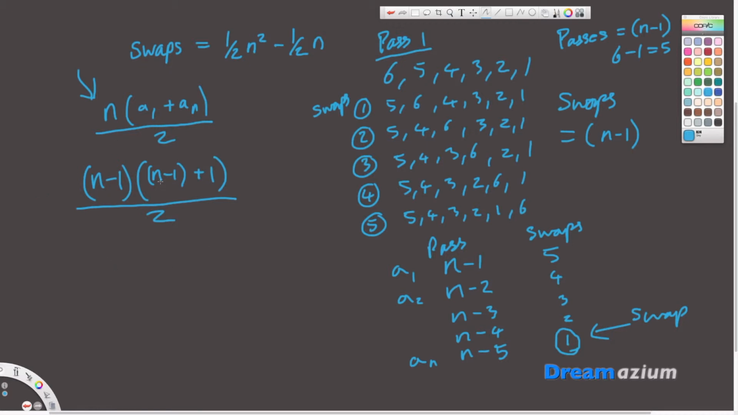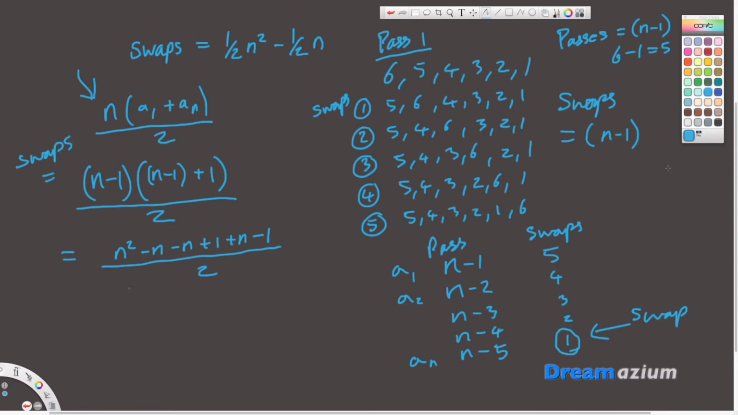we use FOIL, and we can have n times n is n squared. N times minus 1 is minus n. Minus 1 times n is going to be minus n. Minus 1 times minus 1 is plus 1. Then we have n times 1, which is plus n. And then we have minus 1 times plus 1, which is going to be minus 1. And that's all divided by 2. So this is the formula for the swaps.